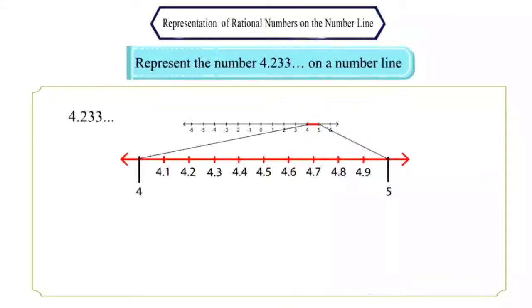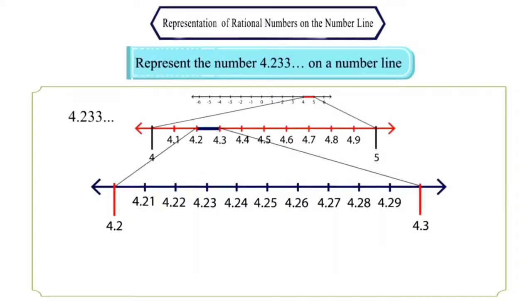Now this number would lie between the numbers 4.2 and 4.3. Friends, are we now able to locate this number accurately on the number line? We have just reached the first place after the decimal, and here in this number 3 is getting repeated. Let's further divide this length into 10 equal parts. Now we can say that the given number will lie between the numbers 4.23 and 4.24.